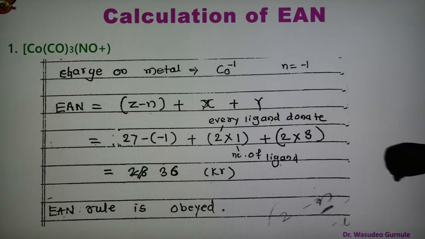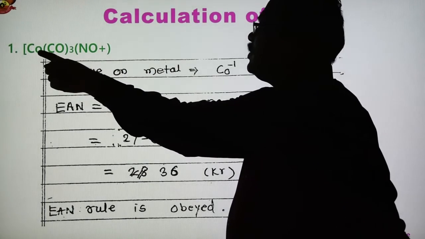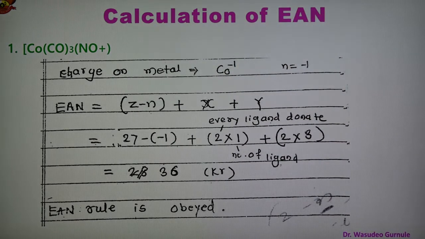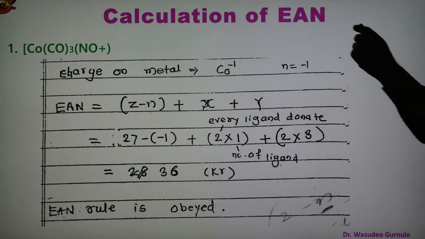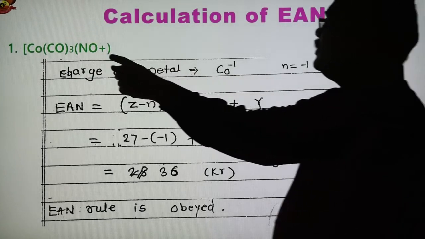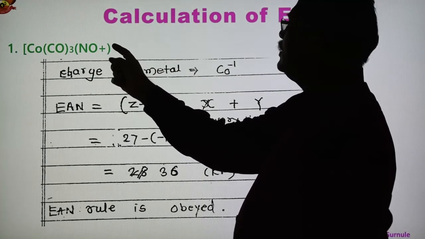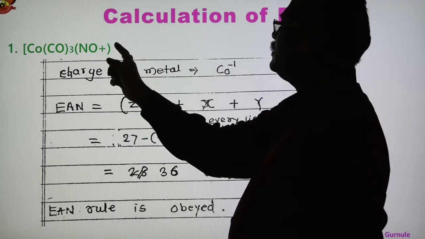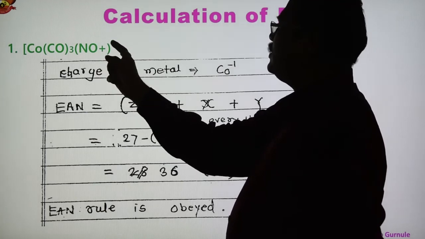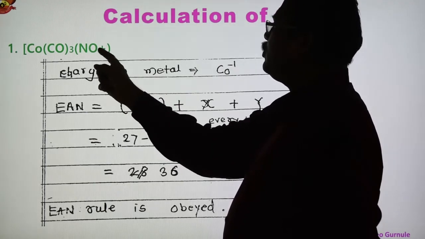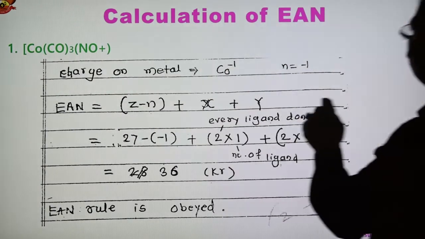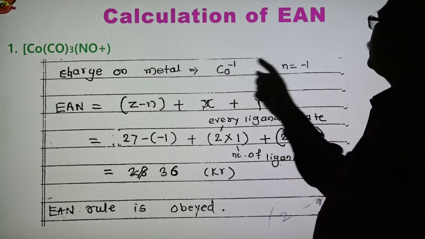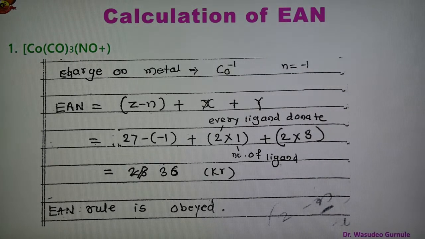So here we take some examples of how to calculate EAN. We know the formula. In the case of Co(CO)3NO plus, one NO plus is there and the other ligands are CO carbonyls. The complex has a 0 charge, and this NO has plus 1, therefore cobalt has minus 1 charge. So the charge on the metal is cobalt minus 1, so N equals minus 1.